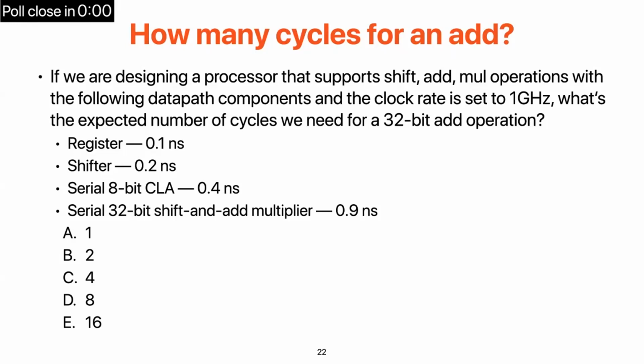Aren't we deciding the number of cycles? Yeah, but your clock rate is set to 1 gigahertz, right? And your latency is 0.4, right? Does that change your mind? Oh, I'm not sure what you're looking for. So my clock rate is set to 1 gigahertz, meaning that I have a total of 1 nanosecond in a cycle, so the cycle time is 1 nanosecond. And your adder, what do you think? Does that change your mind?